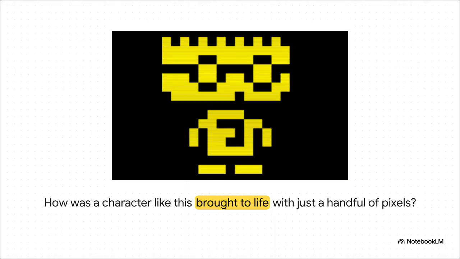I mean, just look at this little guy. He's got glasses, spiky hair, a whole vibe going on. But he's made of nothing more than a simple grid of chunky yellow squares. And that really gets to the heart of what we're talking about today. How do you go from a simple grid of pixels to a character that feels totally alive? That's what we're here to figure out.